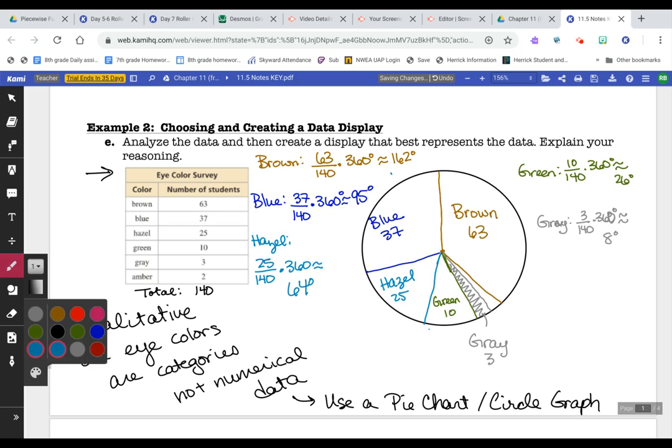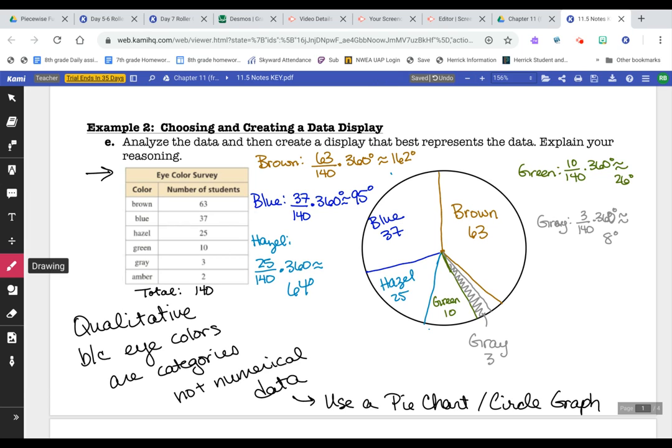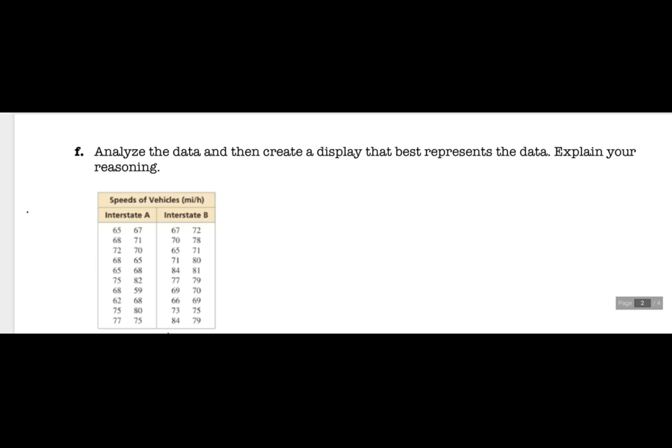And the last one is amber, and that'll be this piece, amber, and there's only 2, but let's still calculate it. You would have 2 out of 140 students times 360 degrees to give you an approximate angle of 5 degrees. And that's how you would create a circle graph.